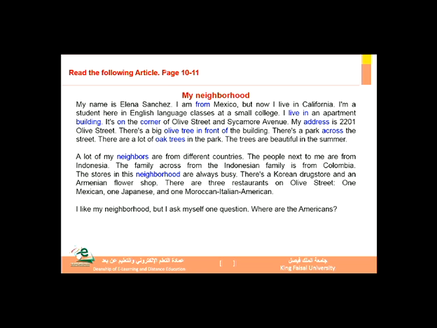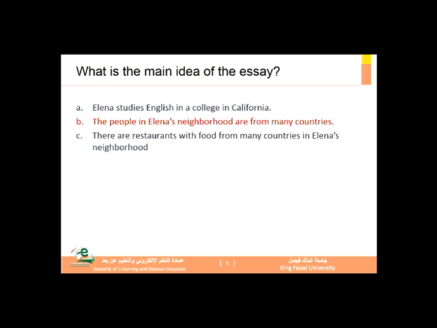The title of the article is My Neighborhood. As you can see, we have highlighted different words in this article so that we can explain them and give their definition, some synonyms and opposites for them. Let's start. The main idea of this article: we have 3 options. Elena studies English in a college in California, or the people in Elena's neighborhood are from many countries, or there are restaurants with food from many countries in Elena's neighborhood.